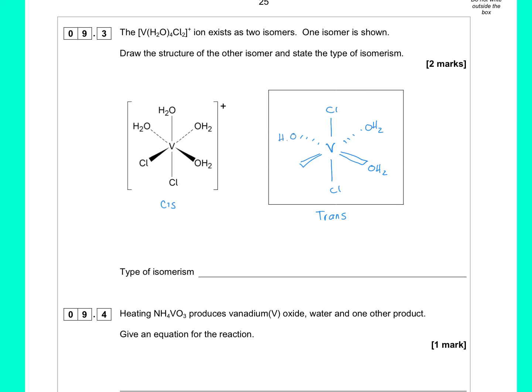Okay. Now there are different names you can give for this type of isomerism. You could call it cis-trans, you can call it E/Z, because it is the same as E/Z, or you could just say that they are stereoisomers of each other. All three are accepted on the mark scheme.